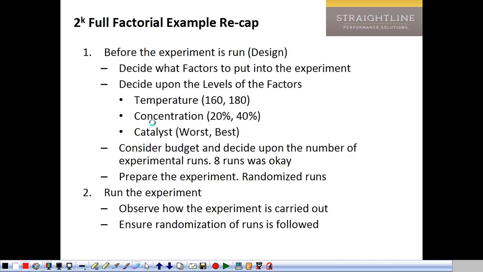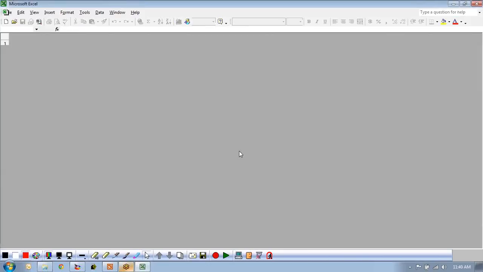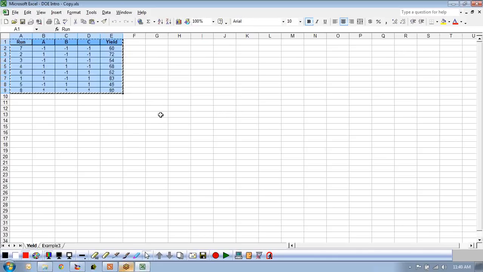And let's just do it very quickly in Minitab, just to show you how you can do it pretty quickly. This example happens to be in DOE Intro, and it's on the yield sheet. I'm going to copy it, put it into Excel, into Minitab, which I just closed.